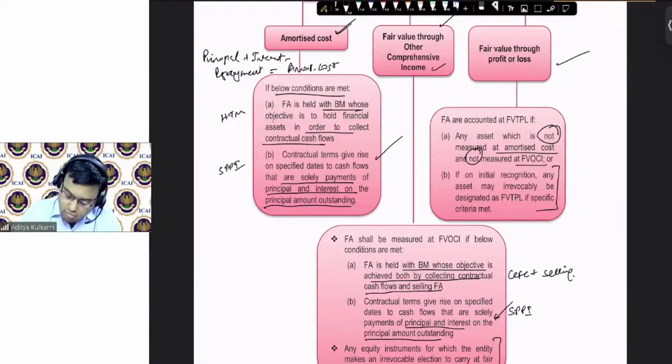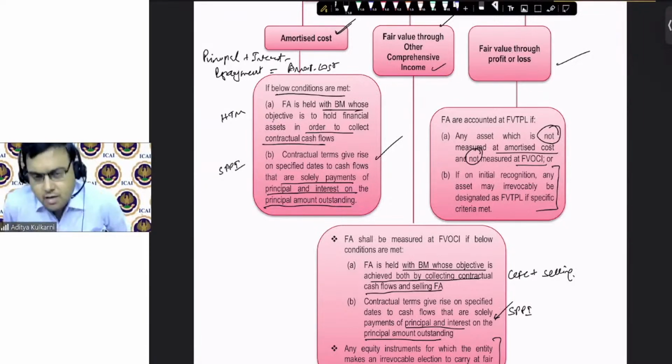Any asset which is not measured at amortized cost means what? It may not pass the SPPI test. And if it doesn't pass the SPPI test, you cannot follow amortized cost. For example, investment in equity shares. Suppose you are holding investment in Reliance Industries Limited. Tell me, does it pass the SPPI test? You are holding investment in equity shares of Reliance Industries. Do you think it passes the SPPI test?